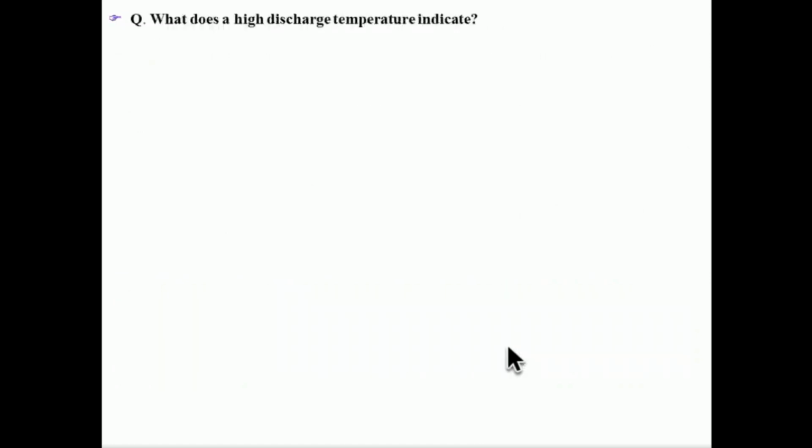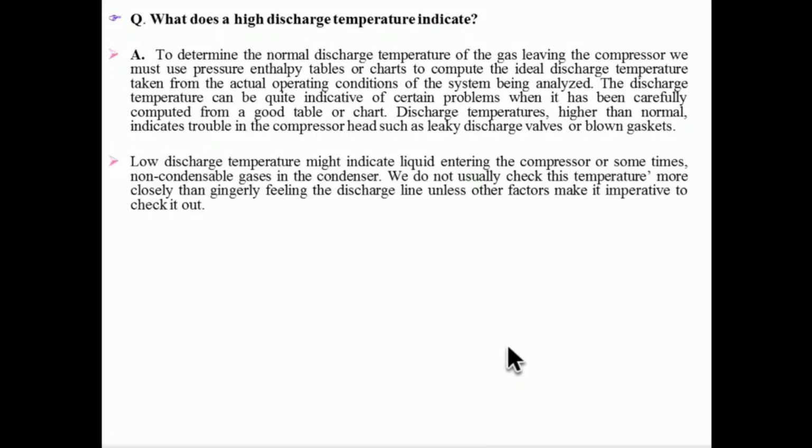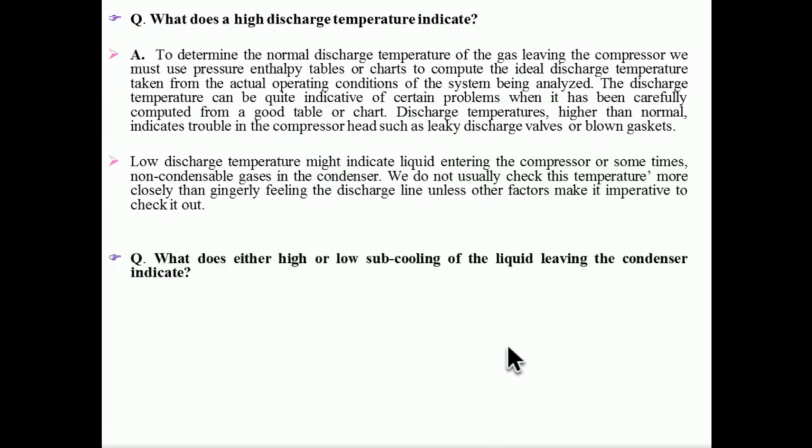Then what are the things which can lead to high discharge temperature? I was mentioning that the compression ratio can lead to high discharge temperatures. So whenever you do analysis, you need to see how much the suction has gone lower than the design. That can lead to higher discharge temperatures. Also the compression ratio, leaky discharge valves or a blown gasket can lead to higher discharge temperature. Equally, low discharge temperature is also dangerous. Whenever liquid comes back into a compressor, that will lead to a lower discharge temperature. This also leads to compressor failure.